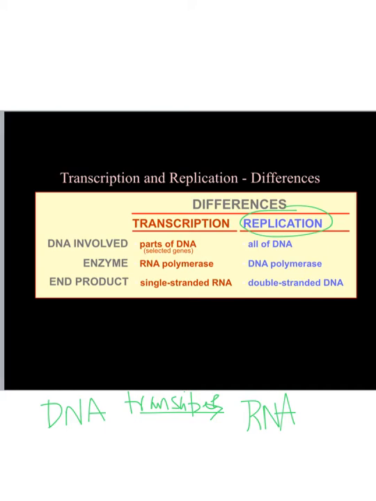Number one is the amount of DNA involved. When we talked about replication, we were replicating the entire DNA molecule, every single bit of that DNA, because we're getting ready to pass that DNA down to a daughter cell. And so we have to have every single bit of that DNA copied. When we talk about transcription, we are only transcribing certain parts, or selected genes, within the DNA.